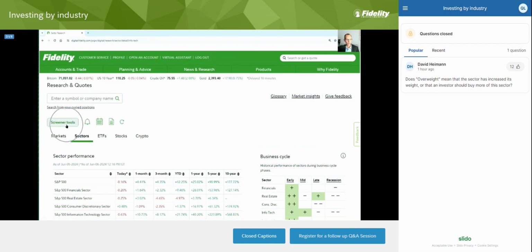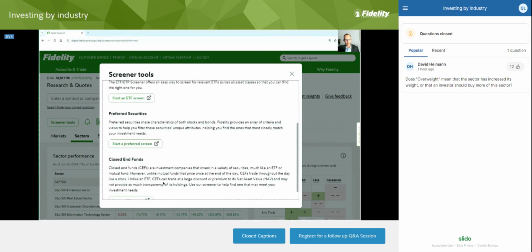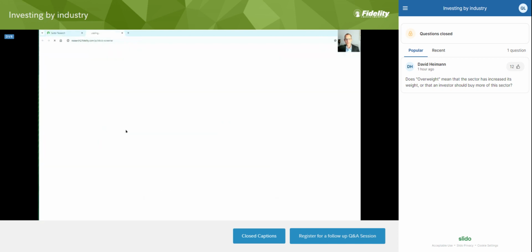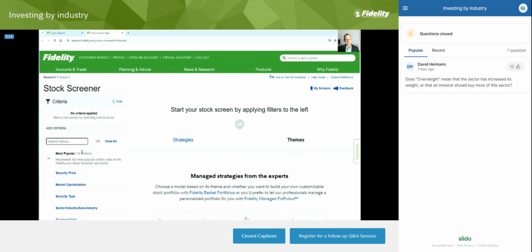If you click on Screener Tools, you'll have the option to either screen for stocks or for ETFs or for other types of securities that we aren't going to cover today. Let's start with the stock screener. When I go ahead and click Start a Stock Screen, I'm presented with this page, which you will become familiar with if you aren't already. All we need to notice is here on the left-hand side that we have the ability to add criteria.